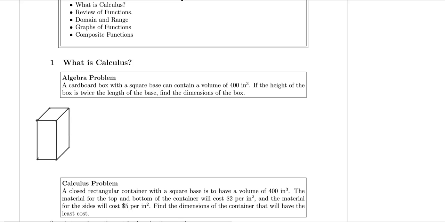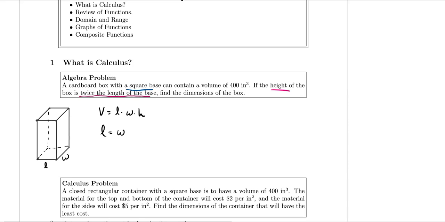Alright, so I don't know if anyone remembers, but the volume of a box is the length times the width times the height. Okay, now what is this problem telling us? We're being told that the box has a square base, so that means that the length and the width are equal to each other. Square base means that the length is equal to the width. And we also know that the height is twice the length of the base.